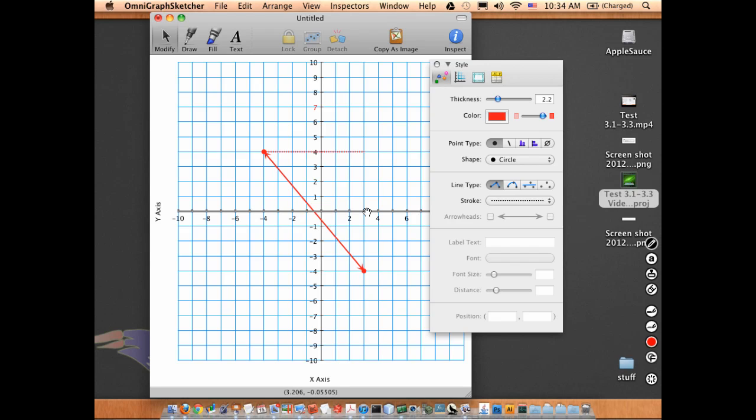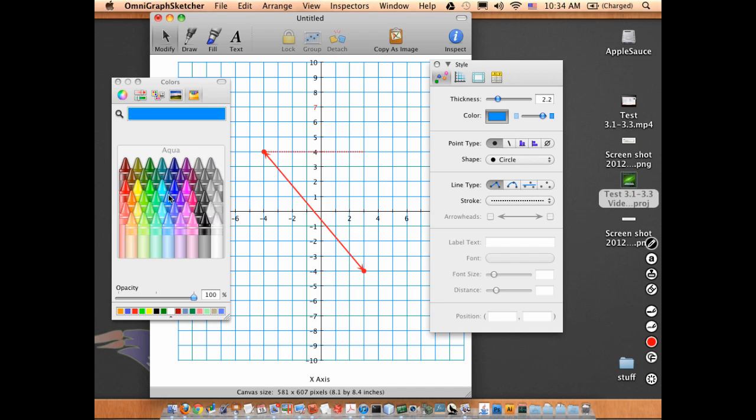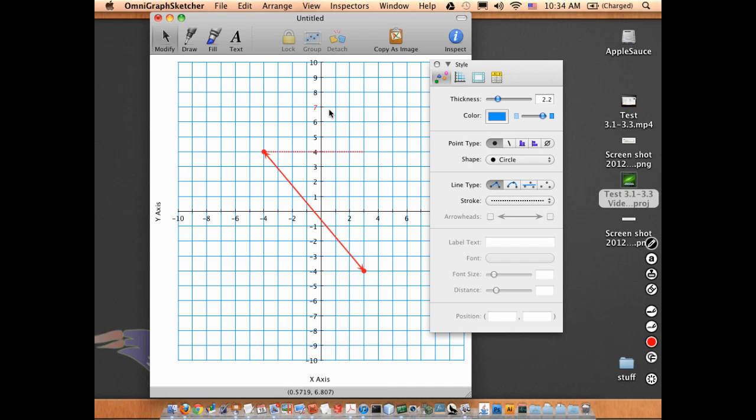How many units is this? 7 units. So I ran to the right 7 units. What is the rise going to be, though? Which direction do I have to go? Downward. So what I'm going to do here, Alicia, is I'm going to go down like this.